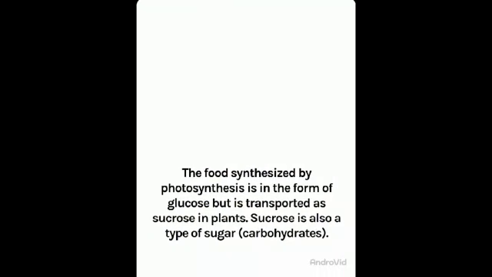Now this glucose is not transported in the plant as it is, but it gets transported in the form of sucrose. So what is sucrose? Sucrose is also a type of sugar. Glucose is a type of sugar, and sucrose is a type of sugar, and all these sugars come under one component which is called carbohydrate. As we know, carbohydrate tastes sweet in nature.